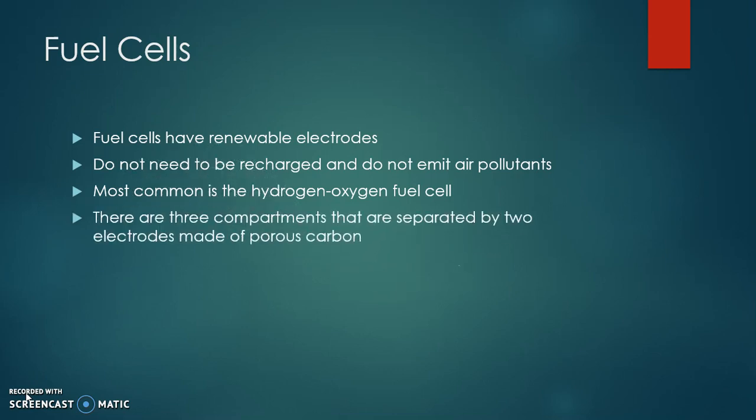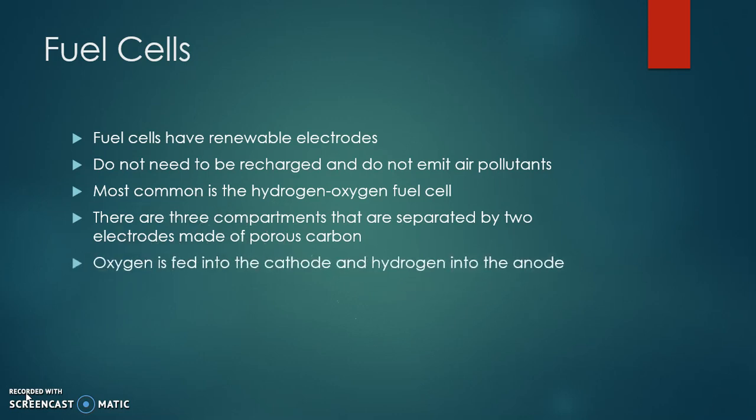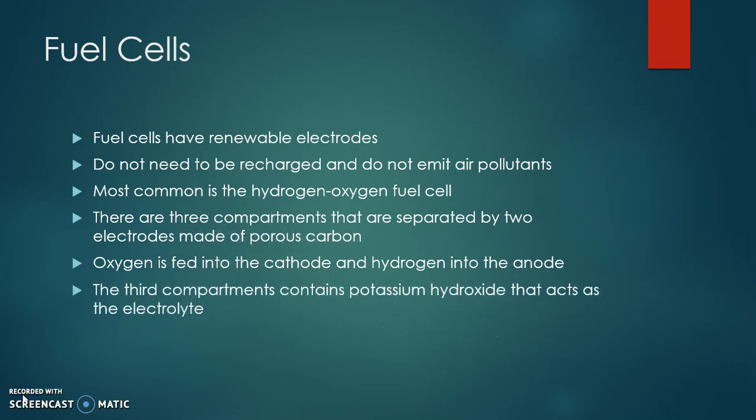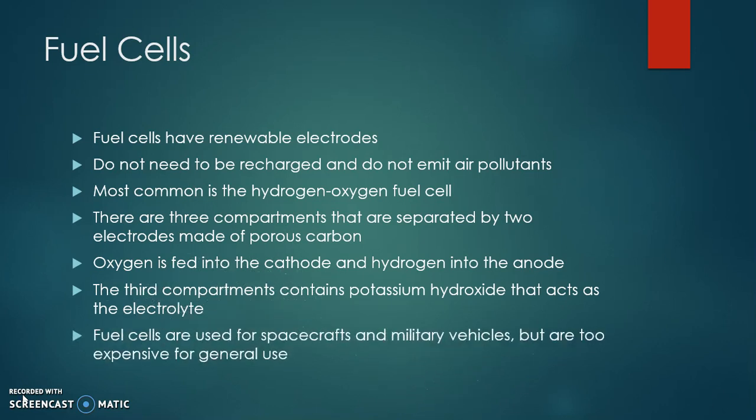So in these fuel cells, we have 3 different compartments that are separated by 2 different electrodes, and those are made up of a porous carbon. And the oxygen then is fed into the cathode, and the hydrogen is fed to the anode. Again, the hydrogen being oxidized and the oxygen being reduced. There's then this 3rd compartment, which has potassium hydroxide in it to use as the electrolyte, which then keeps these charges, again, balanced out. And then these fuel cells, as great as they are, aren't really economically feasible because they're too expensive for general use. We see them with spacecrafts and military vehicles, but for common everyday people, it's just too expensive at this point.